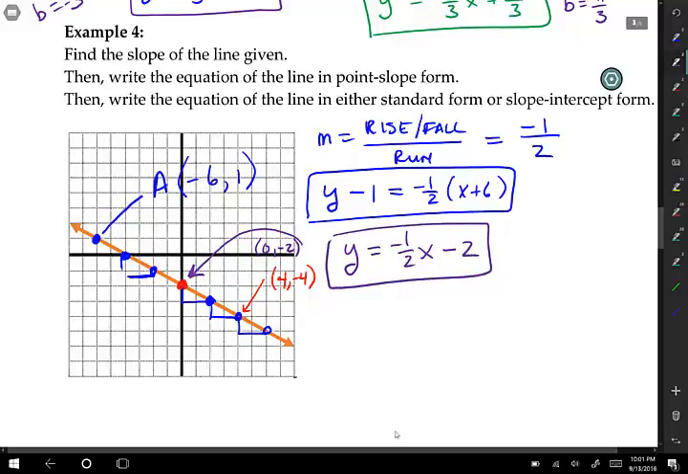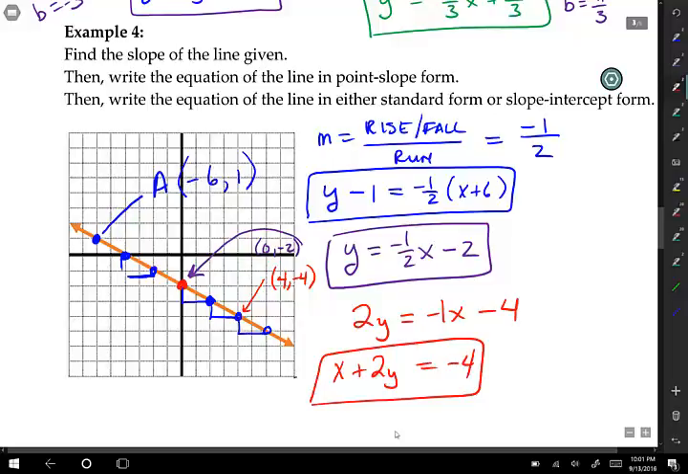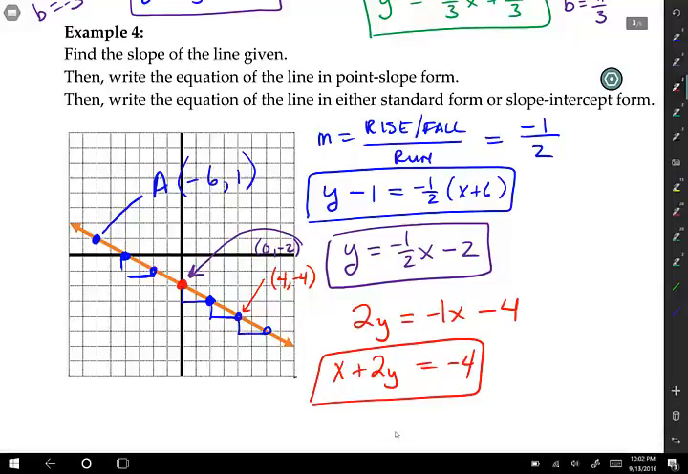We might as well do standard form as well. We're going to multiply everything through by 2, giving us 2y equals negative 1x minus 4, and then add the 1x to both sides, giving us x plus 2y equals negative 4 for our standard form. And so there very quickly we have 3 different types of forms when we're given the points on a line.